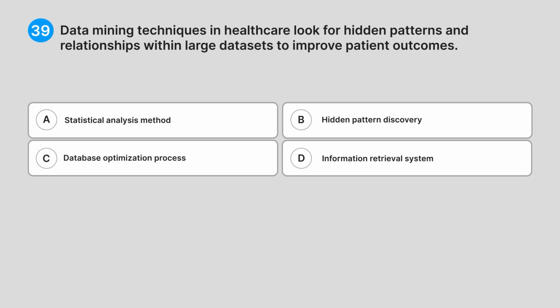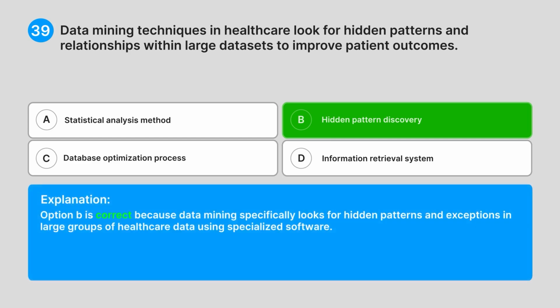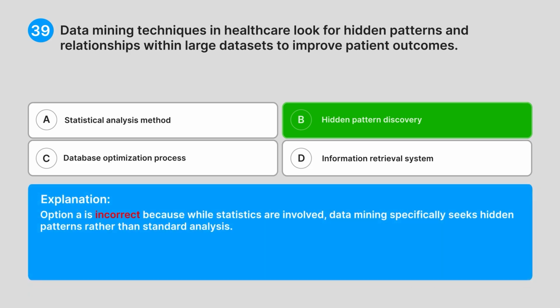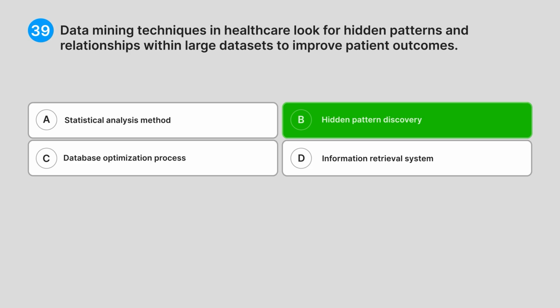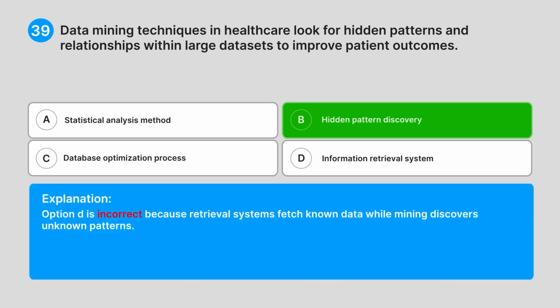Correct answer, B. Hidden pattern discovery. Explanation. Option B is correct because data mining specifically looks for hidden patterns and exceptions in large groups of healthcare data using specialized software. Option A is incorrect because while statistics are involved, data mining specifically seeks hidden patterns rather than standard analysis. Option C is incorrect because data mining analyzes content rather than optimizing database performance. Option D is incorrect because retrieval systems fetch known data while mining discovers unknown patterns.